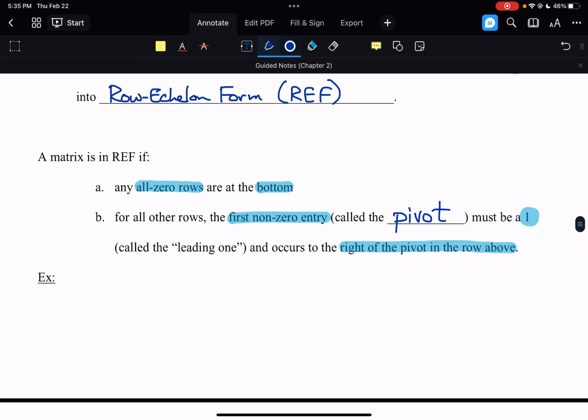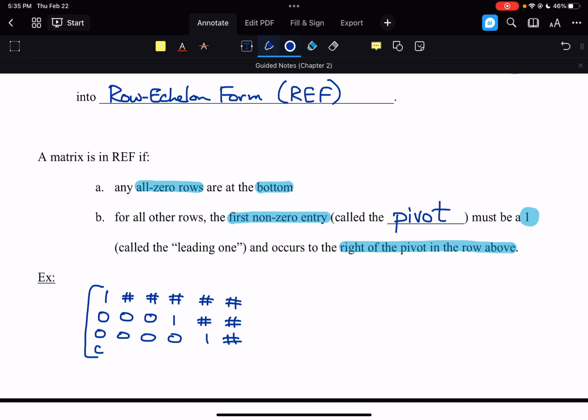So for example, if I put a big matrix in here, I have a 1, then a number, a number, a number, a number, and a number. Then we've got 0, 0, 0, 1, a number, and a number. Then 0, 0, 0, 0, 1, and a number. And then a bunch of zeros in this bottom row. Like this matrix, for example, this is in row echelon form.